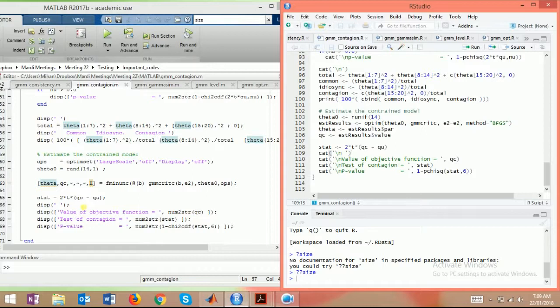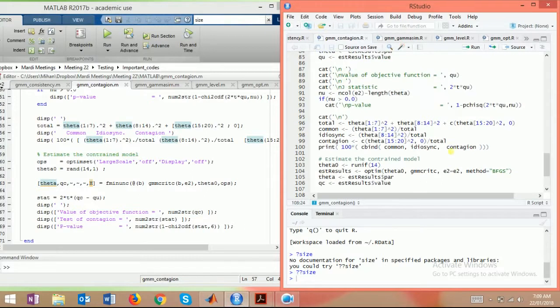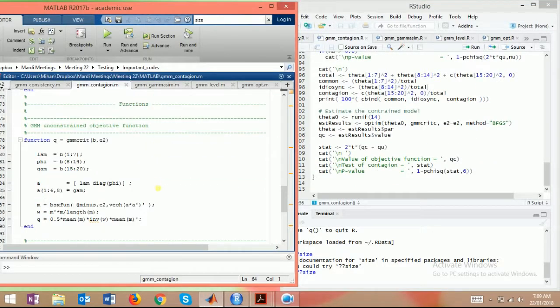And in case of a constraint model, we do the same thing. The J statistic is 2T times Qc minus Qu, that's all. Before it had 2TQ, now it's 2T times Qc minus Qu. Nu is the degrees of freedom, so we are measuring the degrees of freedom here, that's all.